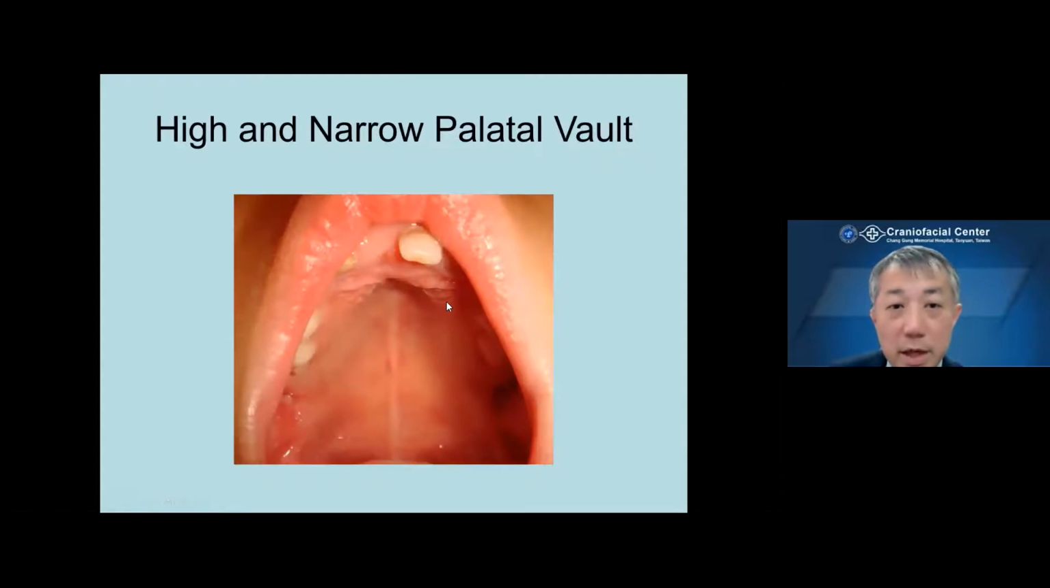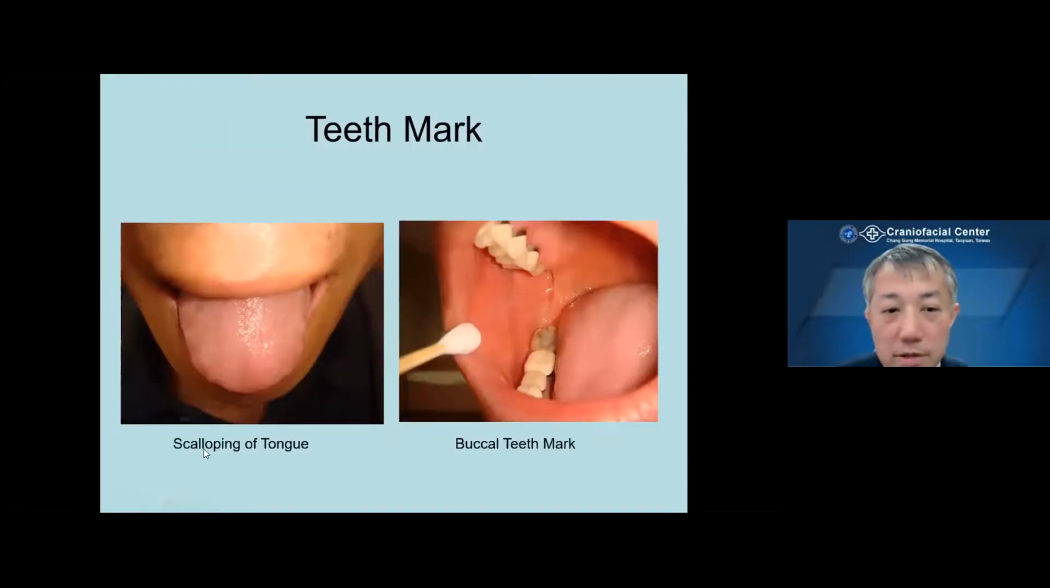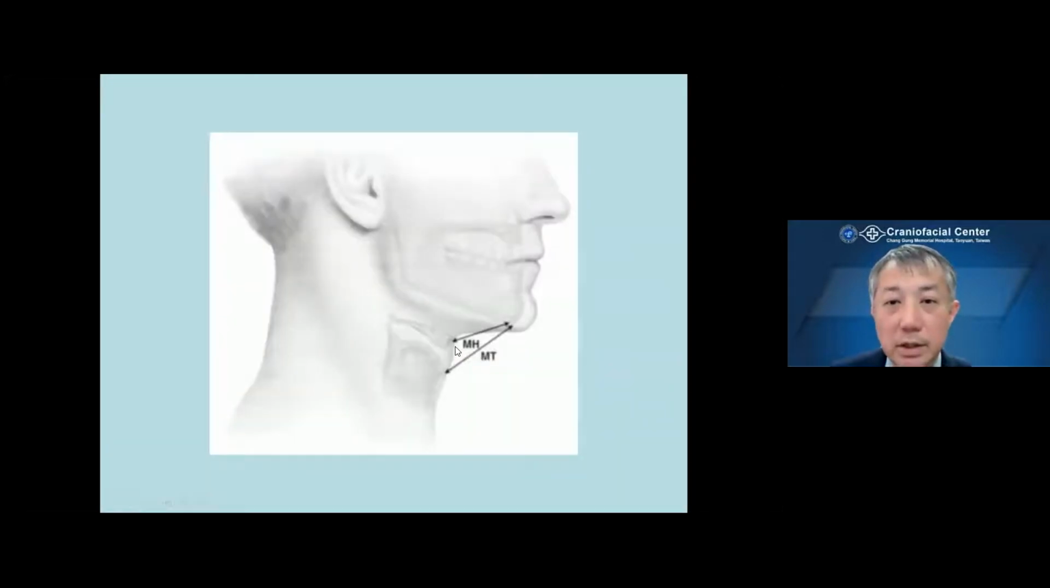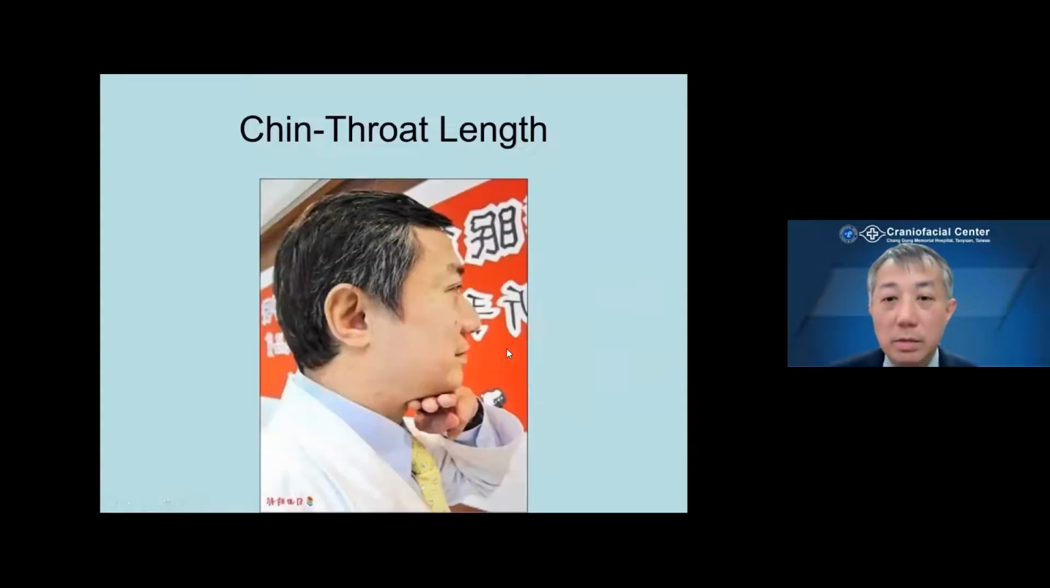Or you can see the narrow and high palatal vault. The palate shows us an almost triangular shape. It's not the round shape of the normal population. Sometimes we see scalloping of the tongue and buccal teeth marks, and the tongue scalloping can be very severe in severe crowdedness of the oral cavity. The other thing we have to measure is the chin-throat length. Normally, the chin-throat length should be more than 3 finger breadths, or even 4 finger breadths is better.